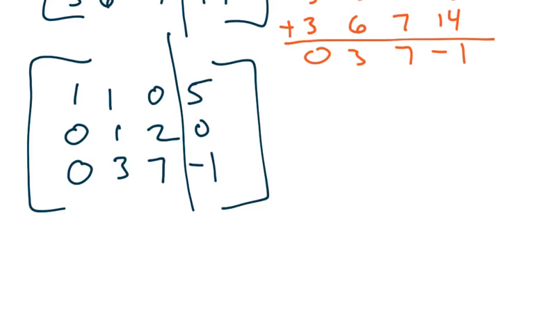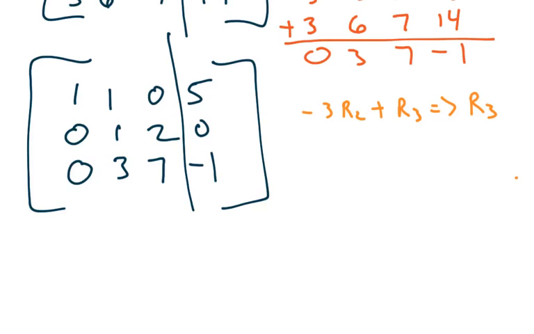Well, what I'm going to do here is I'm going to change this to negative 3. I'm just going to add it to row 3, and that'll give me 0. Okay? So let's do that. So we're going to do negative 3 times row 2. I'm going to add that to row 3 to get my new row 3.